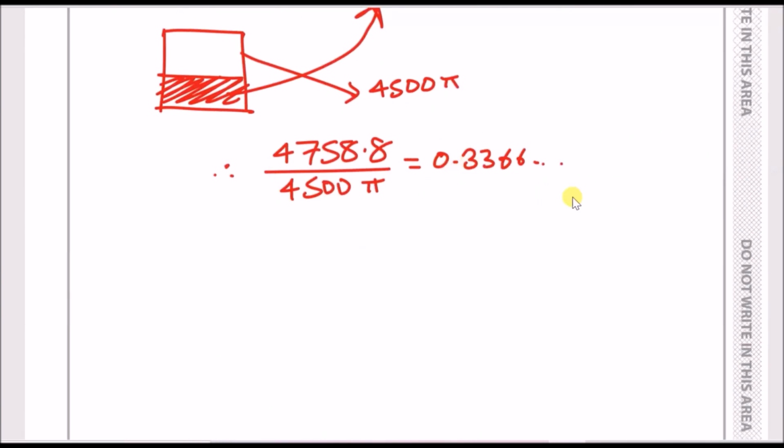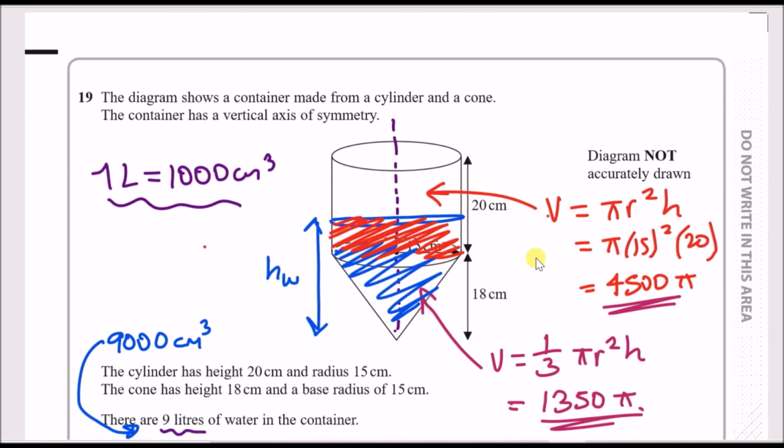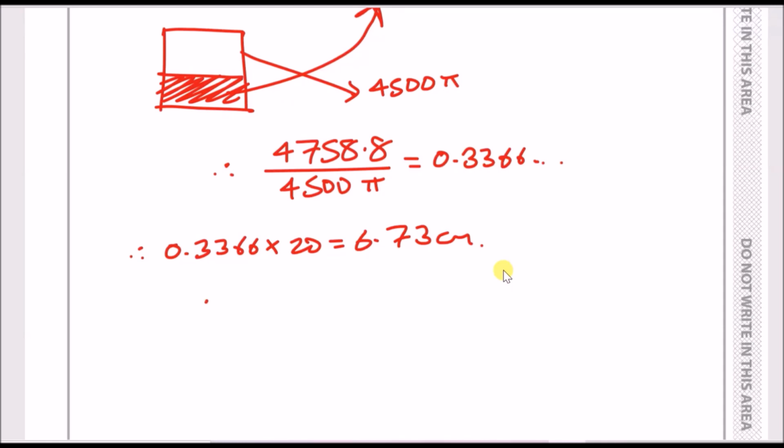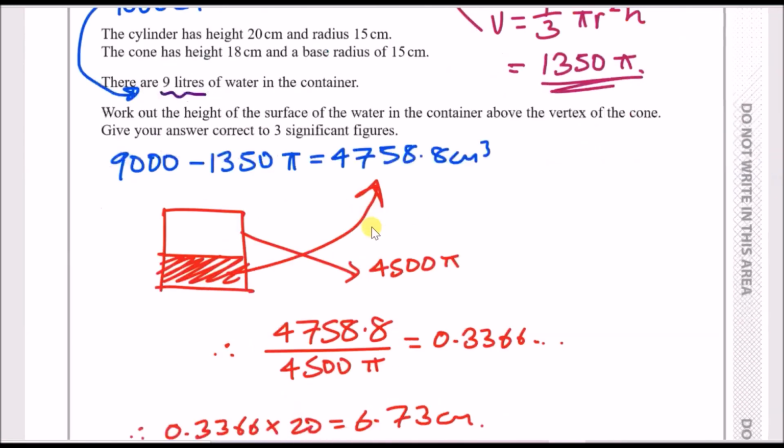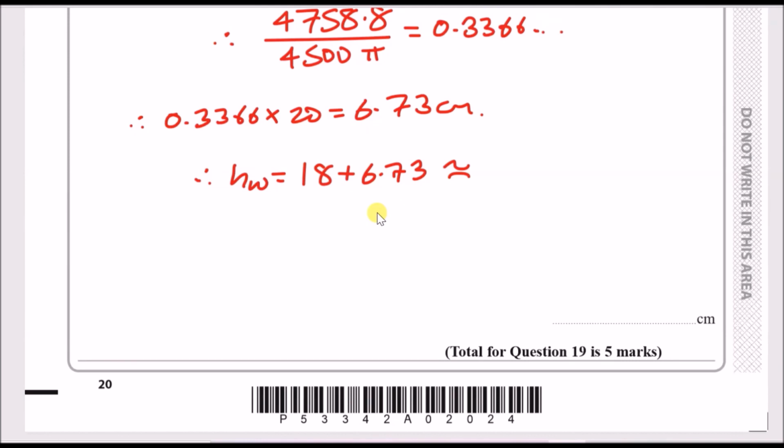So taking this of 20, that amount times 20 should give us about 6.73 centimeters, guys. So that's how high the water was raised in this top container. Therefore, the whole height, HW, will be this amount plus 18. So the height of the water was 18 plus 6.73 centimeters. And again, they wanted 3 significant figures, guys. So that's about 24.7 centimeters. And that's it.